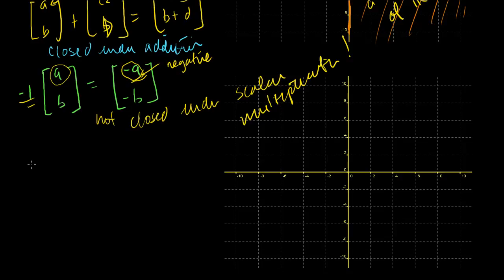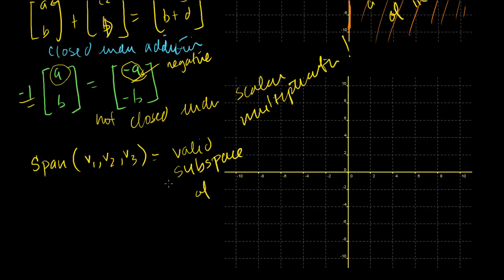Let's say I want to know the span of, I don't know, let's say I have vectors v1, v2, and v3. And I'm not even going to tell you how many elements each of these vectors have. Is this a valid subspace of Rn, where n is the number of elements that each of these have?